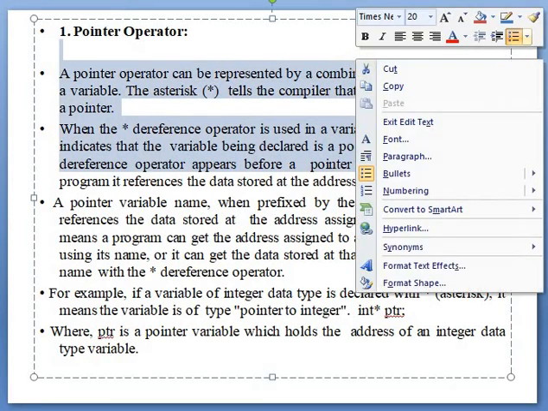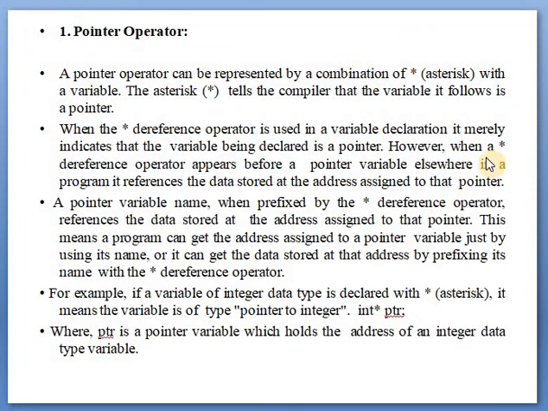However, when a star dereference operator appears before a pointer variable elsewhere in a program, it references the data stored at the address assigned to that pointer. Means this star is used in declaration also, and if this star is used in the program, then it indicates that it is showing the value of the variable whose address is stored in the pointer.